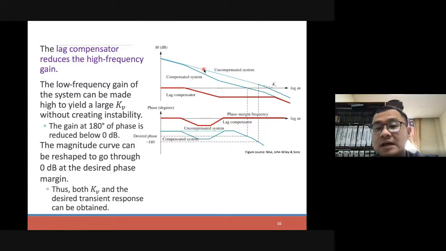Here we can see that the low frequency gain for the system can be made high, to give us a good Kv value, without creating instability. This is the non-compensated line, and the Kv is over here. Once we adjust and reshape it, it changes accordingly. So this one shifts up, and this one shifts down a little bit, to the desired phase, nearer to the 180 degree.